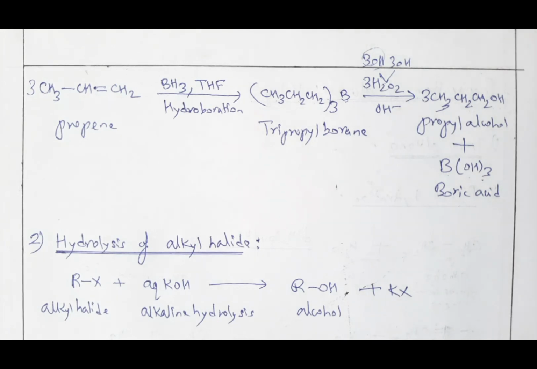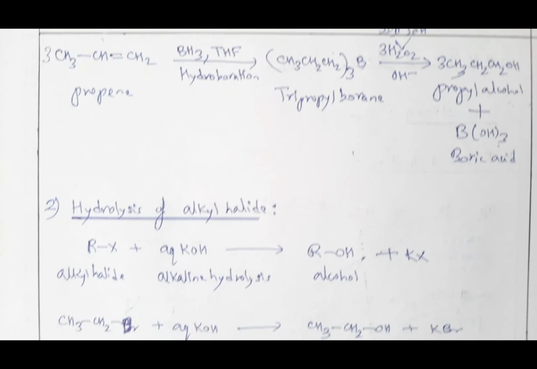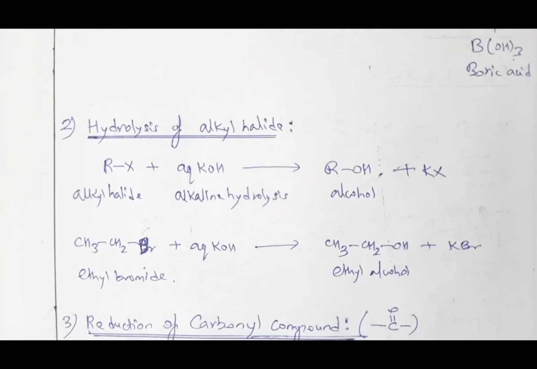So by this we completed how to prepare alcohol from alkene by 3 ways: direct hydration, indirect hydration, and hydroboration-oxidation, A, B, C, in which A and B are more important than C. But you have to learn because it is in the syllabus. Now we go with number 2, students.